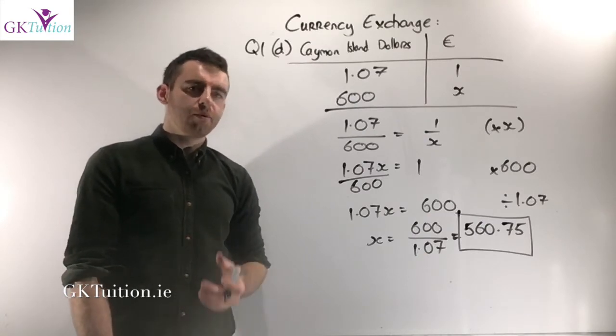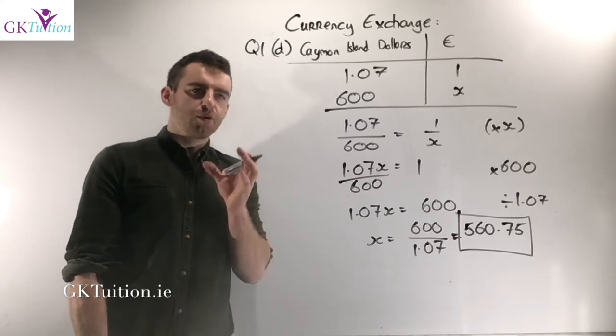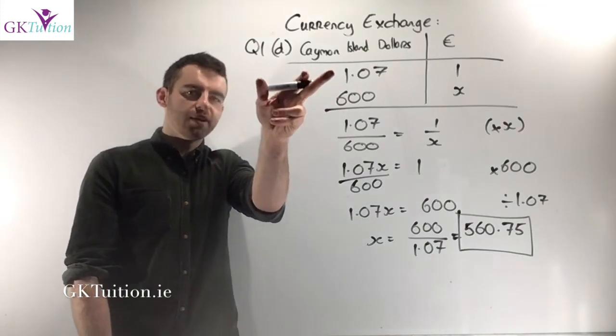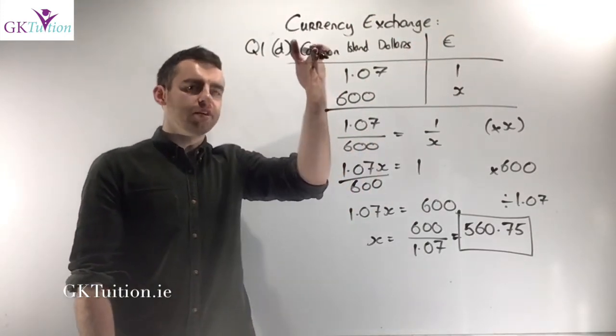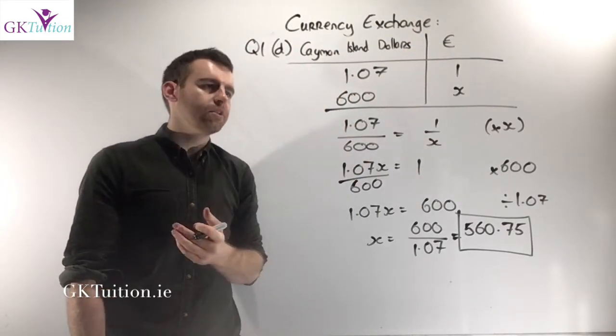Okay, so let's have a look at part D now. In part D, we were asked to convert 600 Cayman Island dollars into euros. And according to the exchange rate, €1 is equivalent to 1.07 Cayman Island dollars. So you should write out two columns like this, one of your currencies on the left, one of your currencies on the right. It doesn't matter which is on the left or which is on the right.